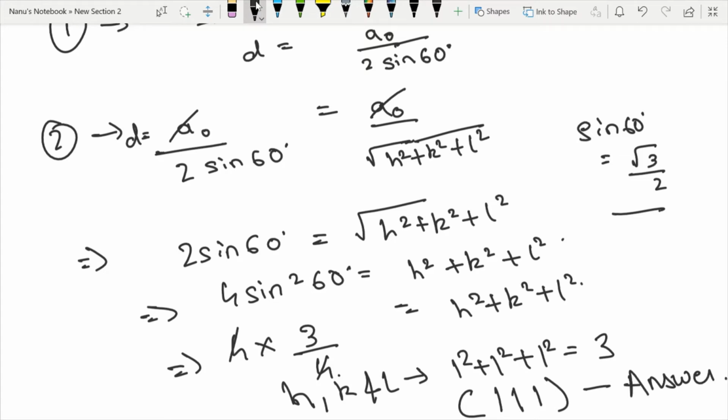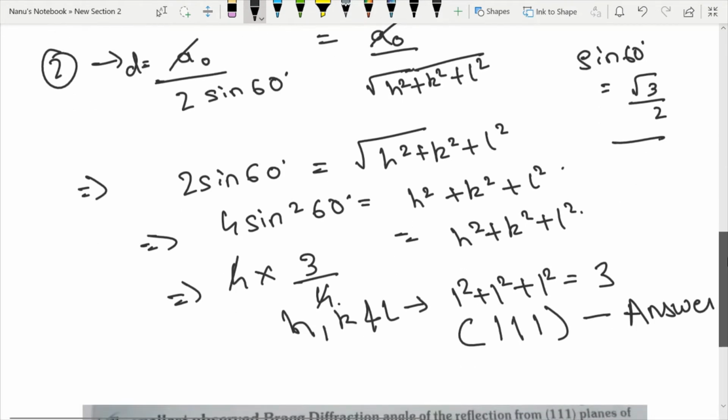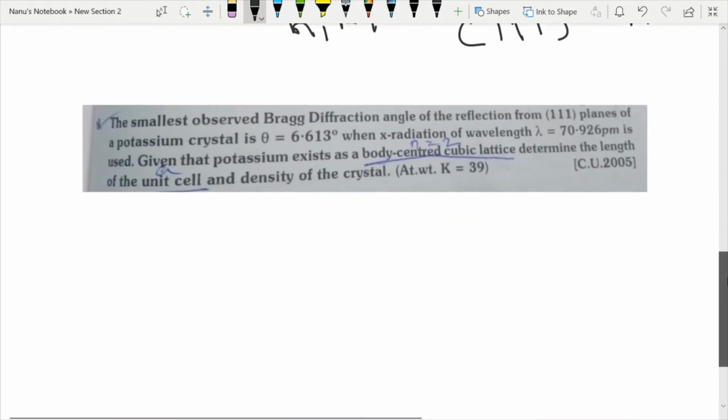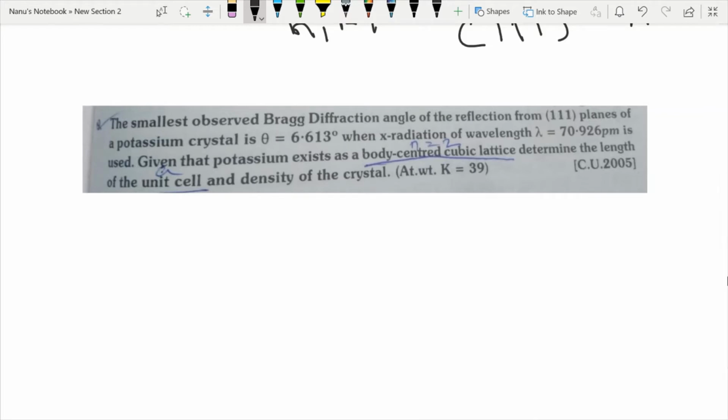It looked tough in the beginning, but as we wrote down the formula, the equations, and the given values, it looked so easy, right? Let us now come to the second problem. The previous one was a very important one regarding Bragg's equation, because Bragg's equation is asked very often in the exam.